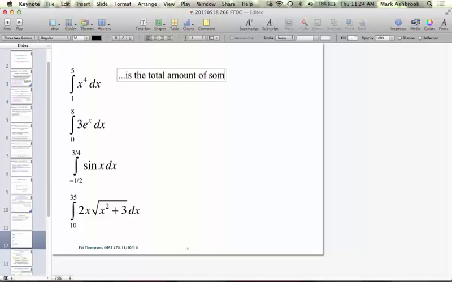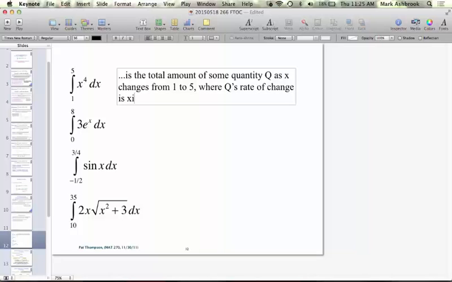So I just want to say the total amount of change of some quantity, say Q, as x changes from 1 to 5, where Q's rate of change is x to the fourth.